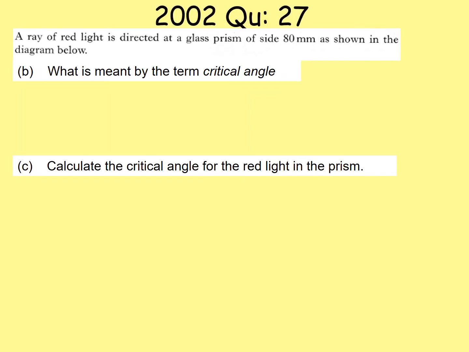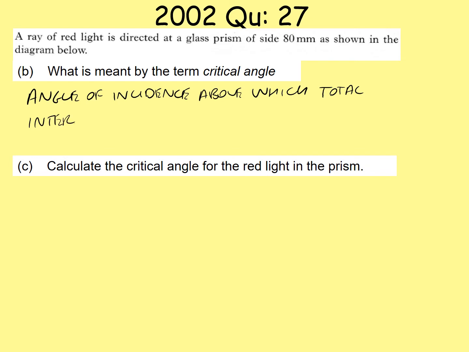So continuation from the previous question, we're asked to say what is meant by the term the critical angle. So the critical angle is the angle of incidence above which total internal reflection will take place.